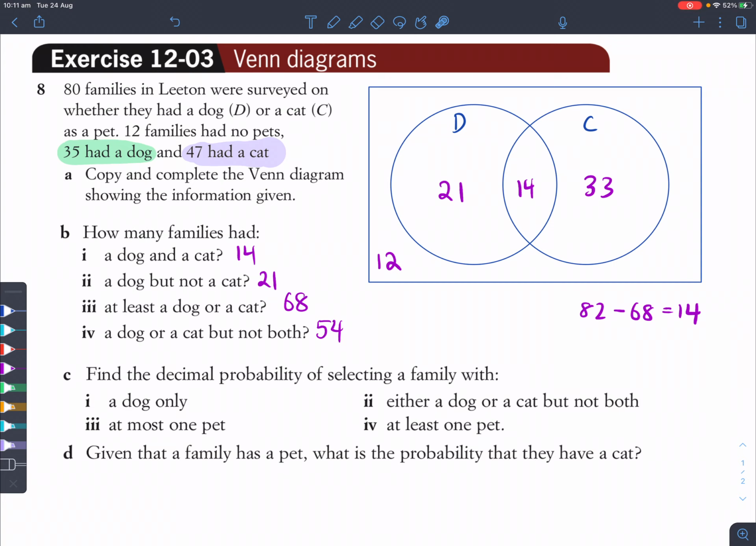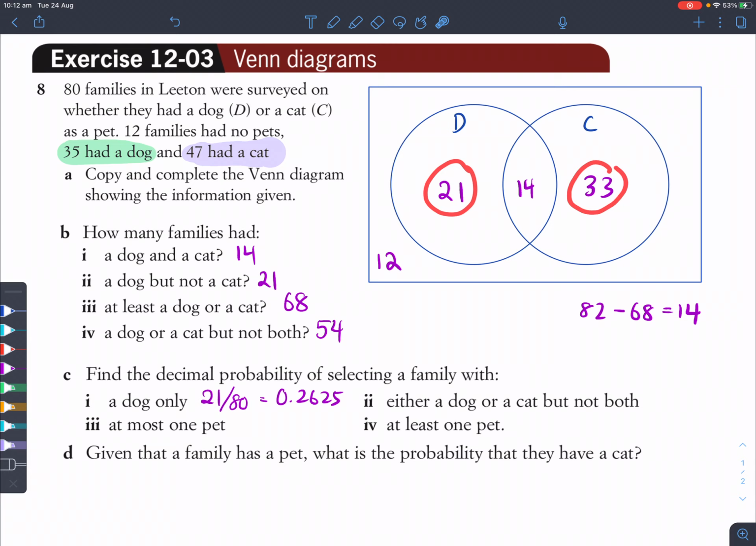Because if you have a look at the next question now, it says find the decimal probability. So finding something out of something now of selecting a family with a dog only. So a dog only represents 21. And that 21 has to be out of 80, right? Because there's 80 pets. But we're looking at a decimal probability. So if I put that on my calculator, I do get 0.2625.